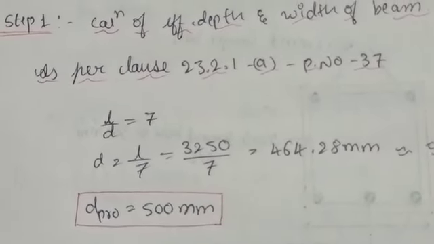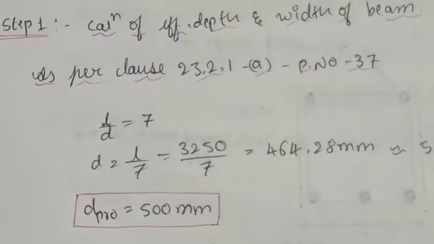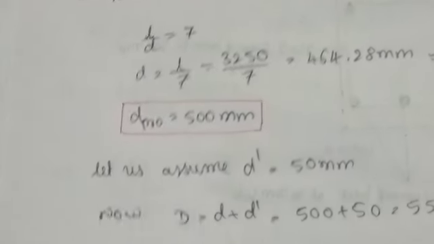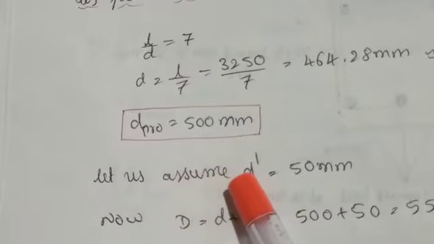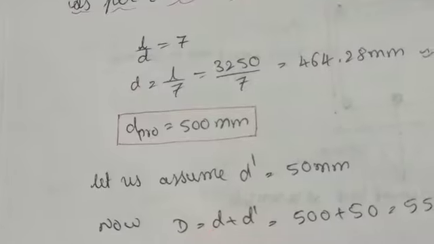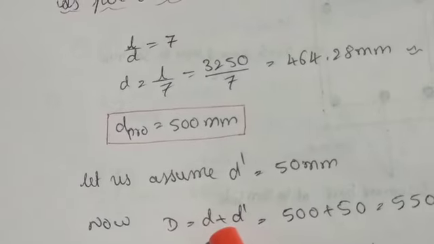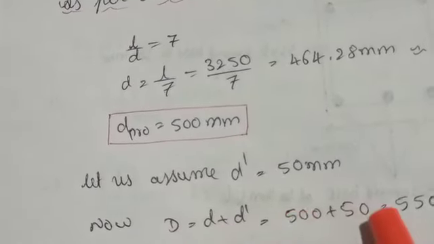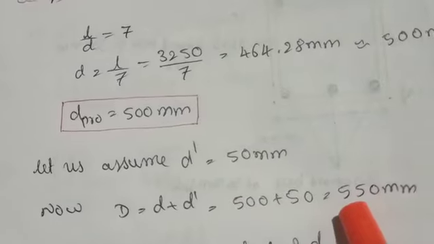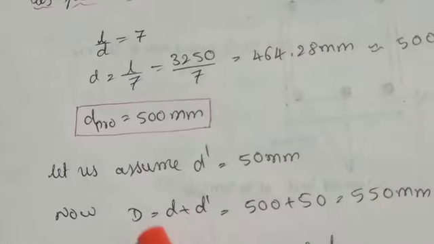The next step is to assume the effective cover, denoted as D dash. It is necessary for calculation of overall depth. So let us assume D dash is 50 mm. Now we can calculate the overall depth, capital D, which is effective depth plus effective cover. Substitute all the values, simplify this, we'll get 550 mm. So this is how we calculate the overall depth.